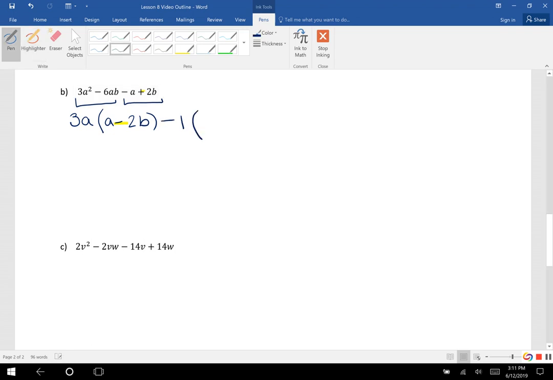And what that will do is change the signs. So the minus A will become a plus A. And if you divide 2B by negative 1, that should give you a negative 2B. And this is a good thing because now I have the same thing in both parentheses. And so I can pull that A minus 2B out front, and I'm left with a 3A minus 1.